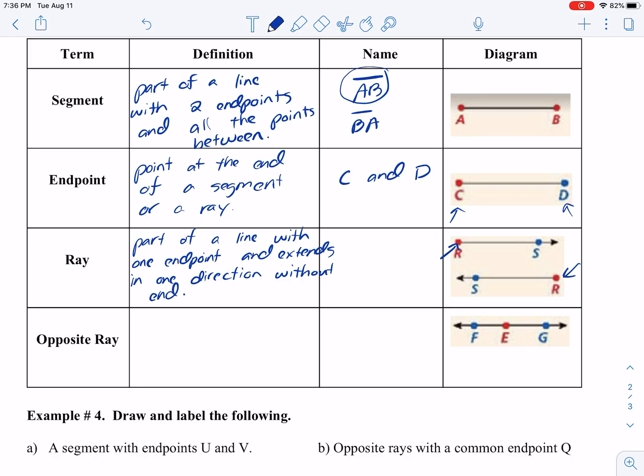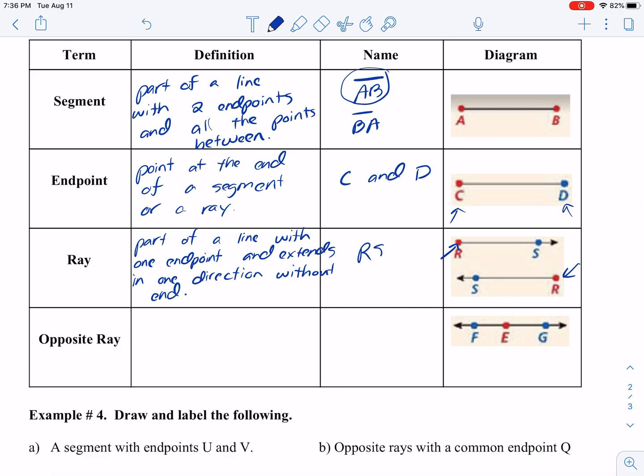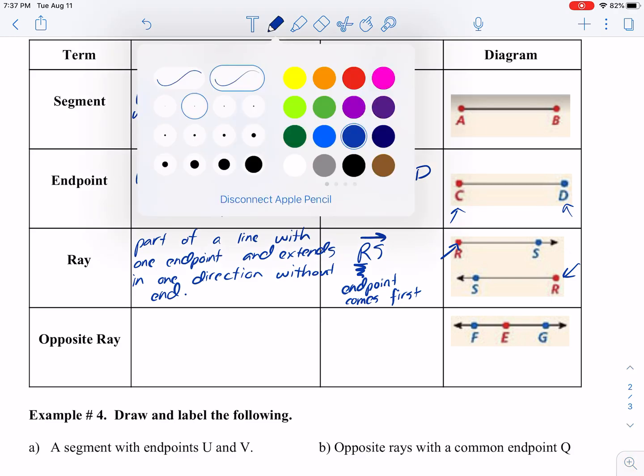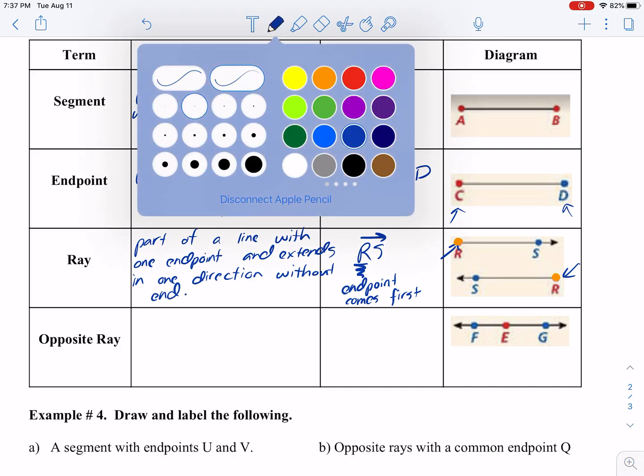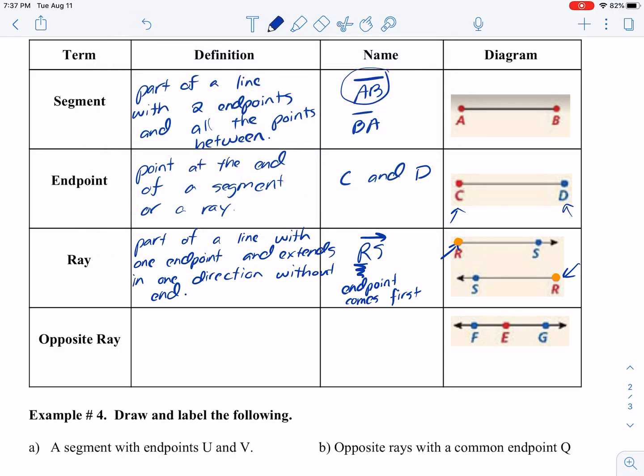Just be really careful when you're naming a ray. We definitely need the symbol of a ray, which is just an arrow pointing in one direction. But when you're naming a ray, you need to make sure that the endpoint comes first. So R is an endpoint on both of these rays because it doesn't have an arrow after that. It's the part of a line where it stops. So when we're naming these 2 rays, we would name them the same, RS, even though the direction is different, we start with the endpoint first.